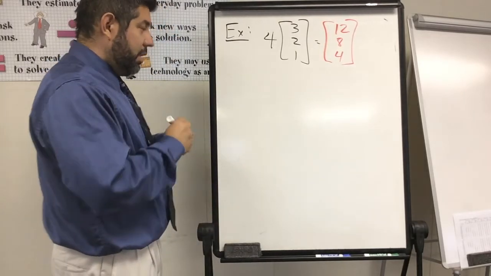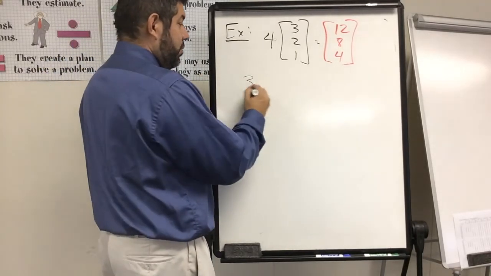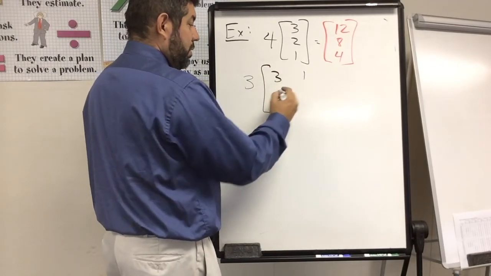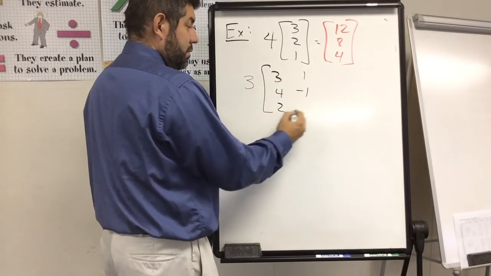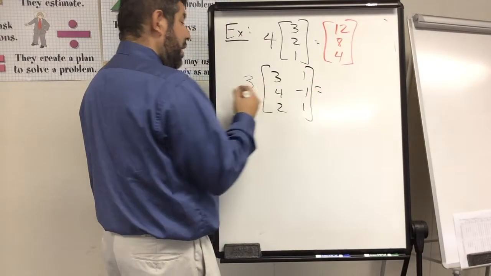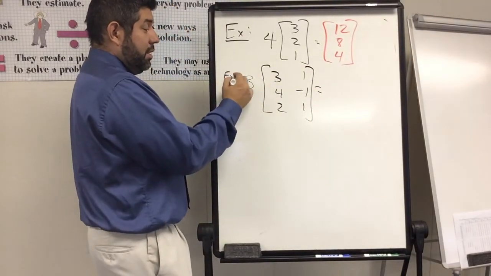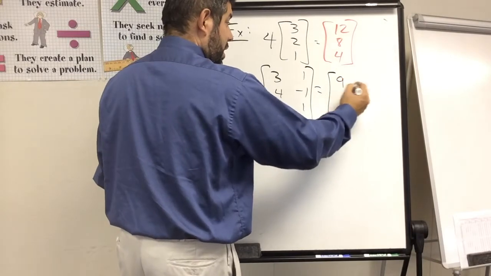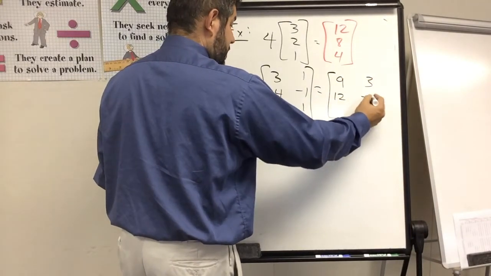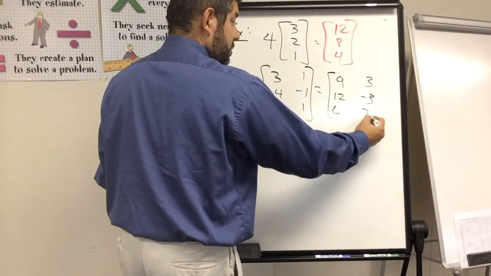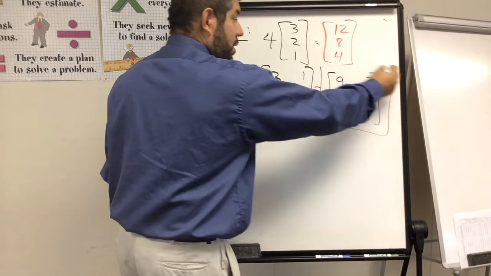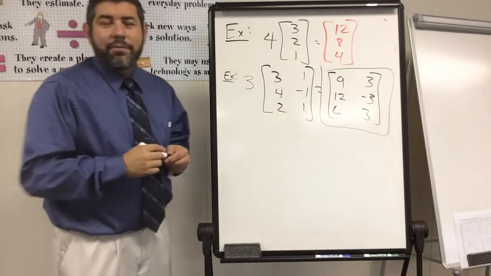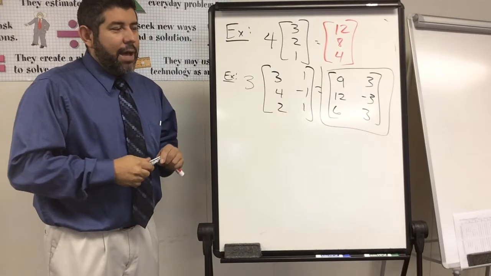Let's say we had something that had 3 and we had multiple things in here. Then we would just multiply that 3 into every single cell. 9, 3, 12, negative 3, 6, 3, and that would be our answer. Okay, where does this have some sort of application?